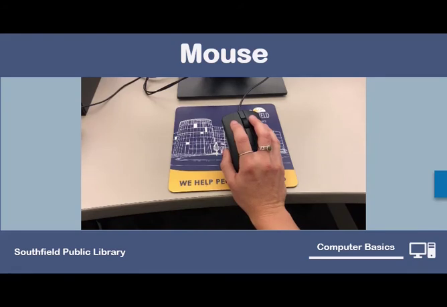A single click is a tap on either the left or right mouse button. Don't click too hard or hold the button too long. A double click is two quick taps on one of the buttons on the mouse, typically the left button. The two taps must be quick or they won't work.